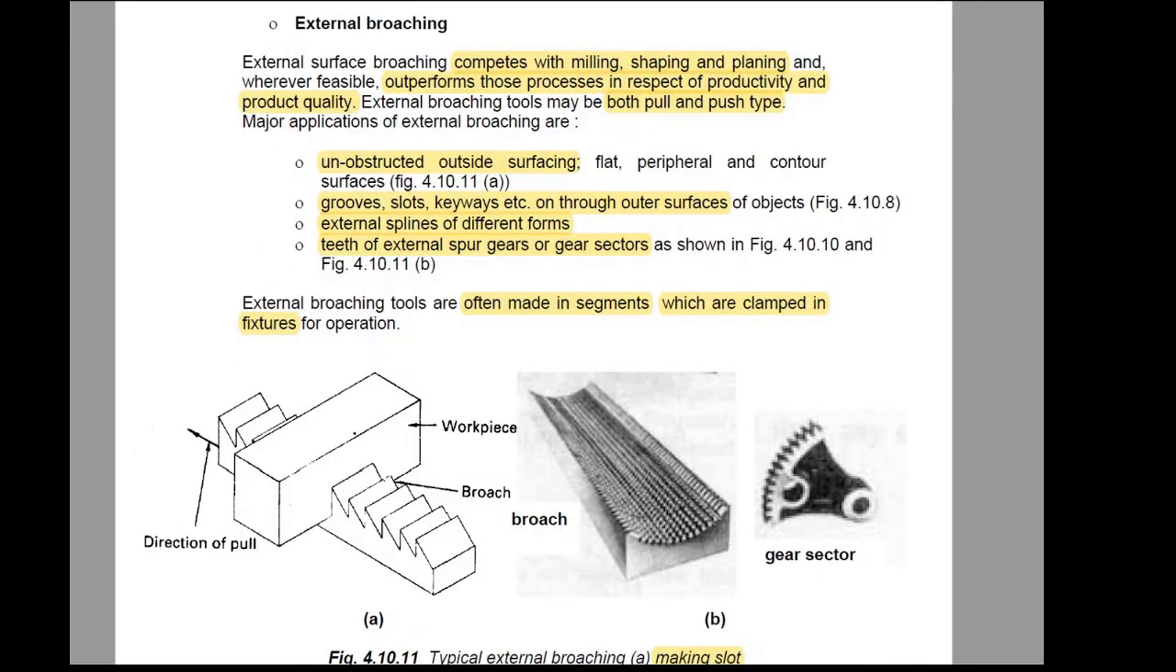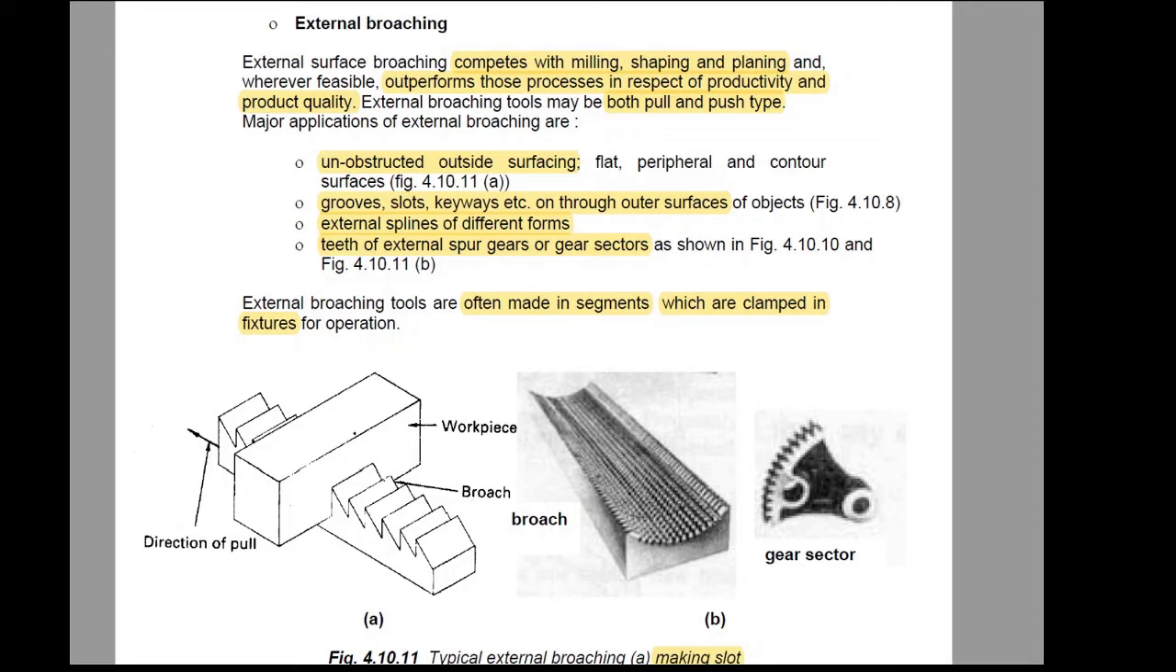Next is external broaching. External broaching is similar to milling, shaping, planing, etc., where the outer layers of the workpiece material will be removed. But this type of broach provides better productivity and better product quality. These external broaches are available in the form of push type and pull type broaches, and major applications include unobstructed outside surfacing like flattening, as well as machining peripheral surfaces, contour surfaces, etc.